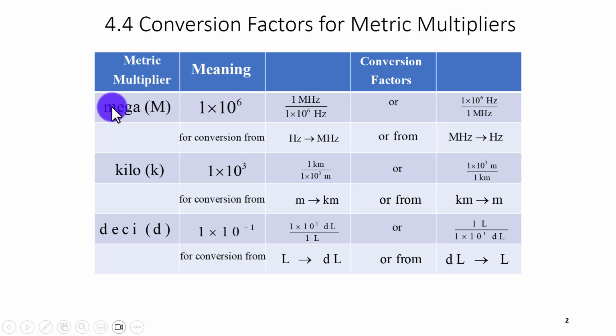So if you have the mega metric multiplier, which means 1 times 10 to the 6th. If you're converting from, let's say, a unit, this is my base unit. It could be hertz, it could be seconds, it could be meters, it could be liters, but in this case, it's hertz. So from hertz to megahertz, then you would use this conversion factor. You would have 1 megahertz at the top and 1 times 10 to the 6th hertz at the bottom. Or if you're converting from megahertz to hertz or megaseconds to seconds, you would use the opposite of that.